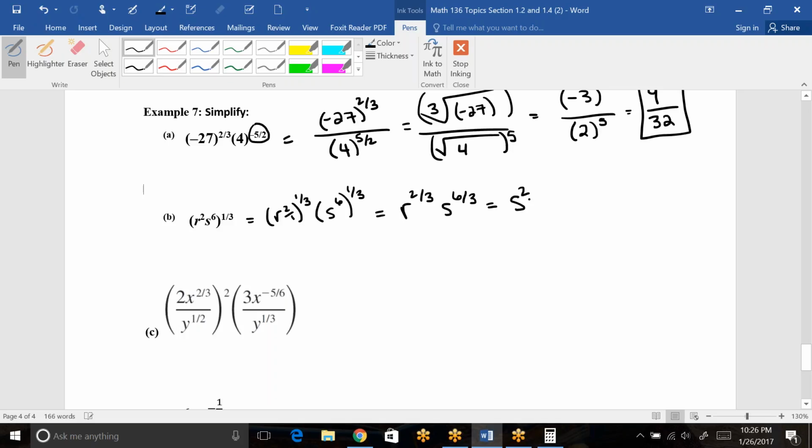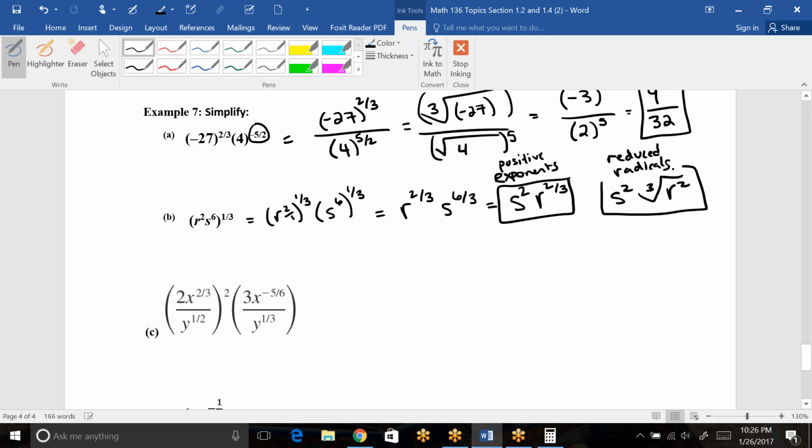Depending on how they allow you to have your final answer, if they say you can use exponents for your final answer, which I didn't specify, this would be it. If they say write your answer using positive exponents, that's this form. If they say write your answer using reduced radicals, that means they want you to change any fractional exponents back to radicals. So that would make that the cubed root of r squared. And notice there's less r's inside than the root, so that is reduced. So this could be either way depending on the directions.